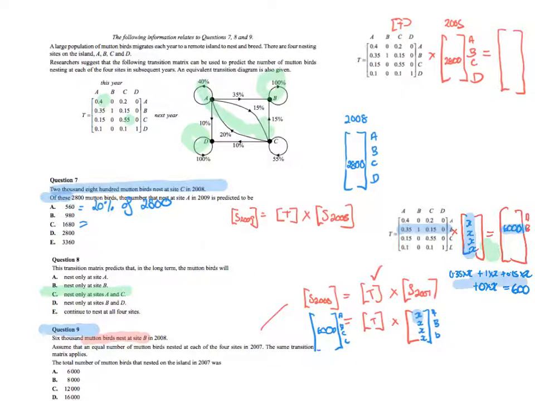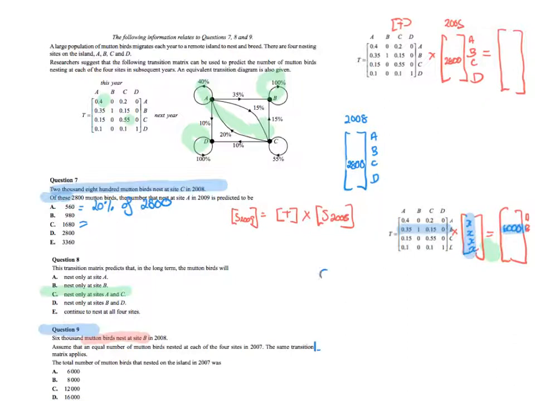Alright, so I'm going to do that again. So you've got 0.35 times x plus 1 times x plus 0.15 times x plus 0 times x equals 6,000. So you can solve for x. And you'll find out, I think x ends up being 4,000. And then, because this was 2007, you've got 1, 2, 3, 4 x's there. So 4 times 4,000 is the answer there, D.